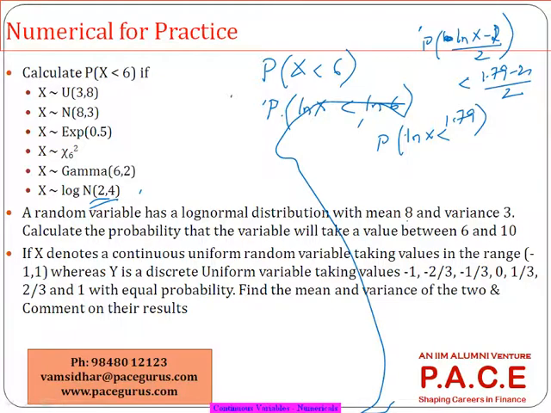The others I'll take up in our next session. We'll try to work out the remaining numericals tomorrow itself.